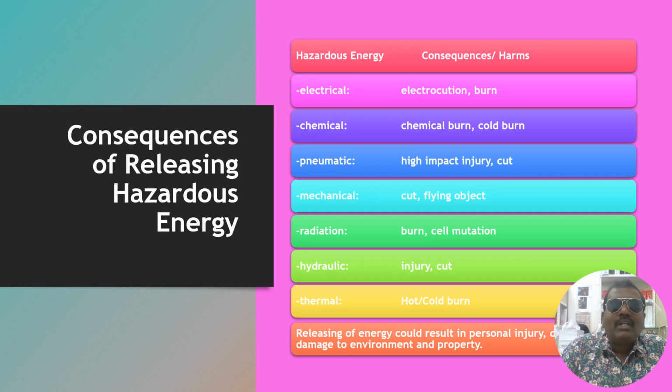What will be the consequences of releasing hazardous energy? For example, for electrical, it might cause electrocution of a human being or electrical burns. If it is chemical, what might it be? It might cause chemical burns or cold burns. What is this chemical burn? Chemical burns are tissue damage caused by strong acids, paint, thinner, gasoline, and many other substances.